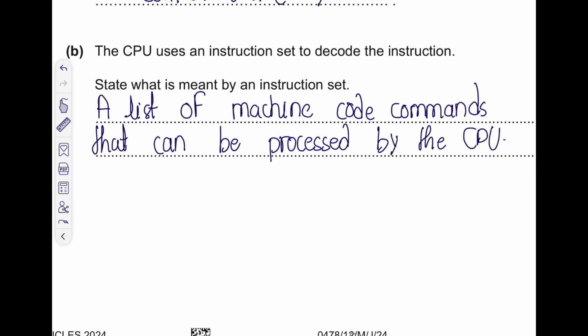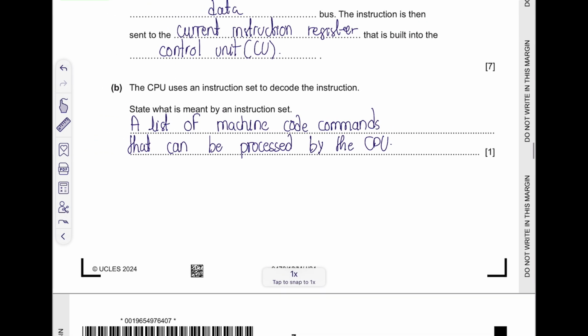Instruction set is like a list which has the machine code commands or the opcodes that can be processed by the CPU. There's a limited range of these opcodes that can be processed, and these are defined in the instruction set. Whenever an instruction consists of an opcode and an operand, the opcode refers to what the instruction is, and the operand refers to the data which has to be acted upon.